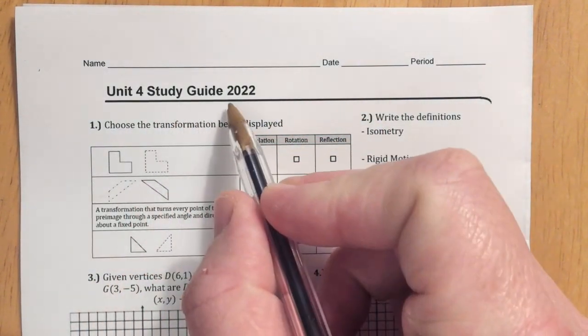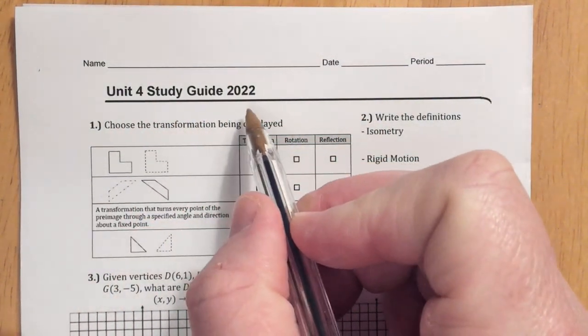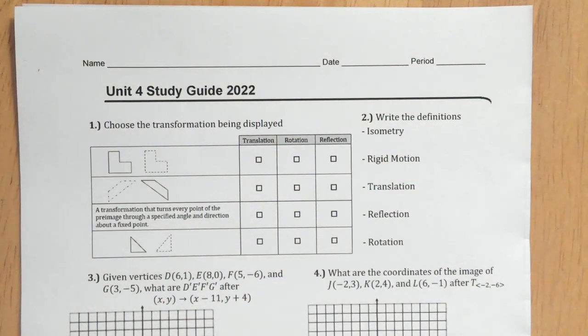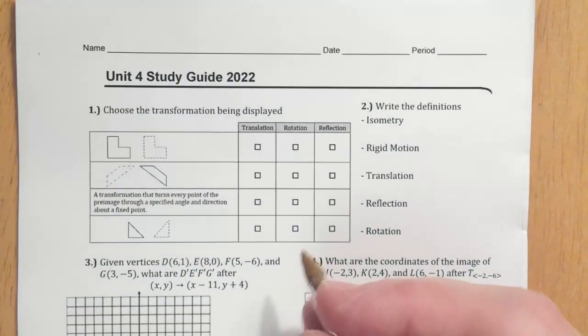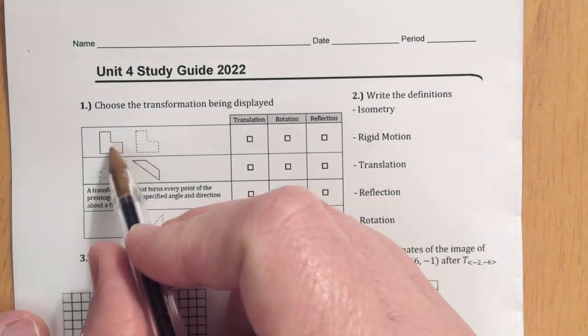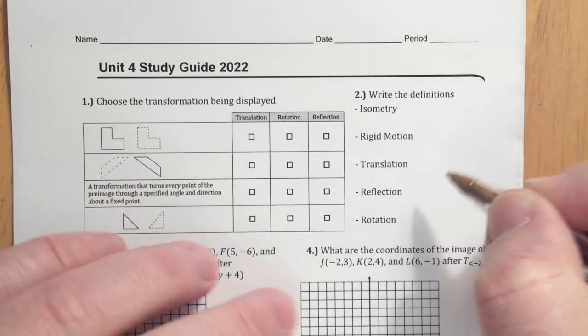We're going to be doing the Unit 4 study guide for 2022, and it is on transformations. All right, let's get this going. All right, so choose a transformation. So this one right here. Let's start with the definition.